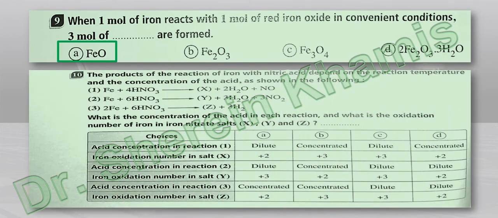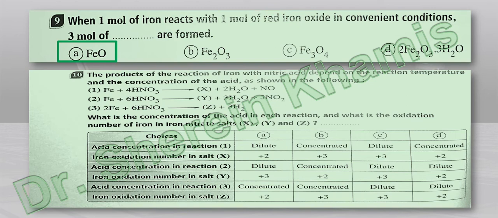Another question, question number 10. The product of the reaction of iron with nitric acid depends on the reaction temperature and the concentration of acid, as shown in the following. Here we have Fe plus 4HNO3, it will give X plus 2H2O plus NO. And Fe plus 6HNO3 will give Y plus 3H2O plus 3NO2. Another one, 2Fe plus 6HNO3 will give Z plus 3H2.